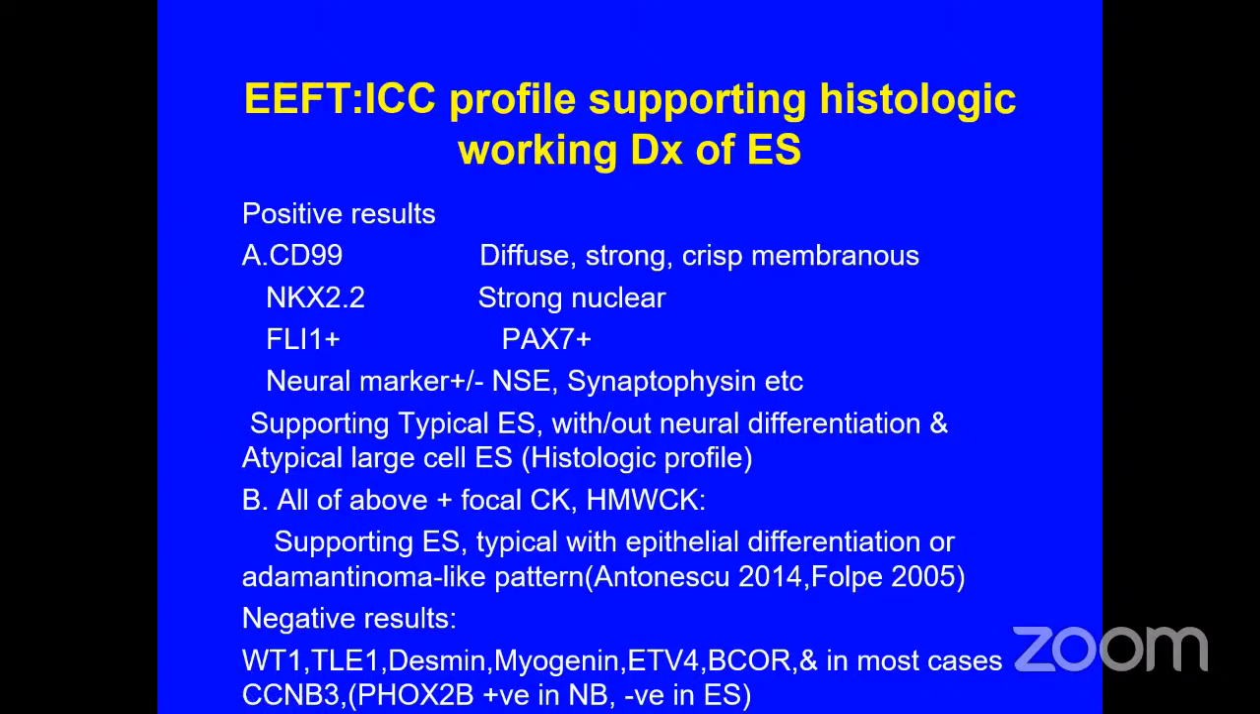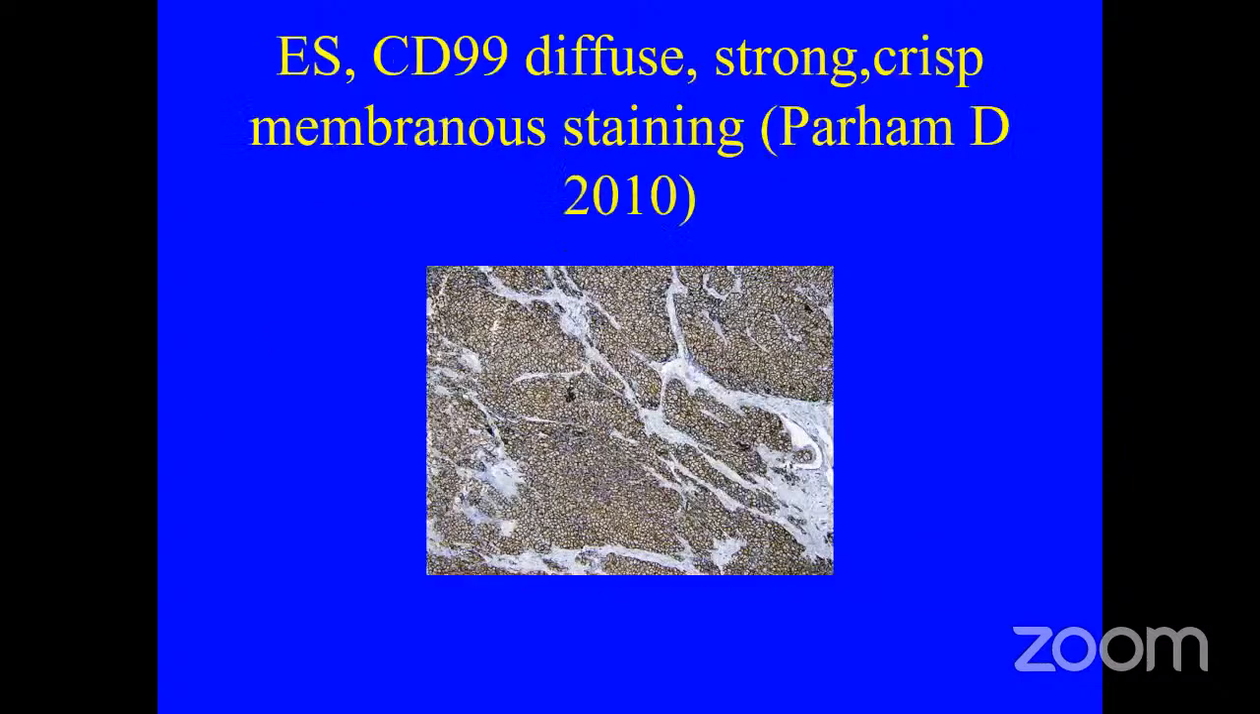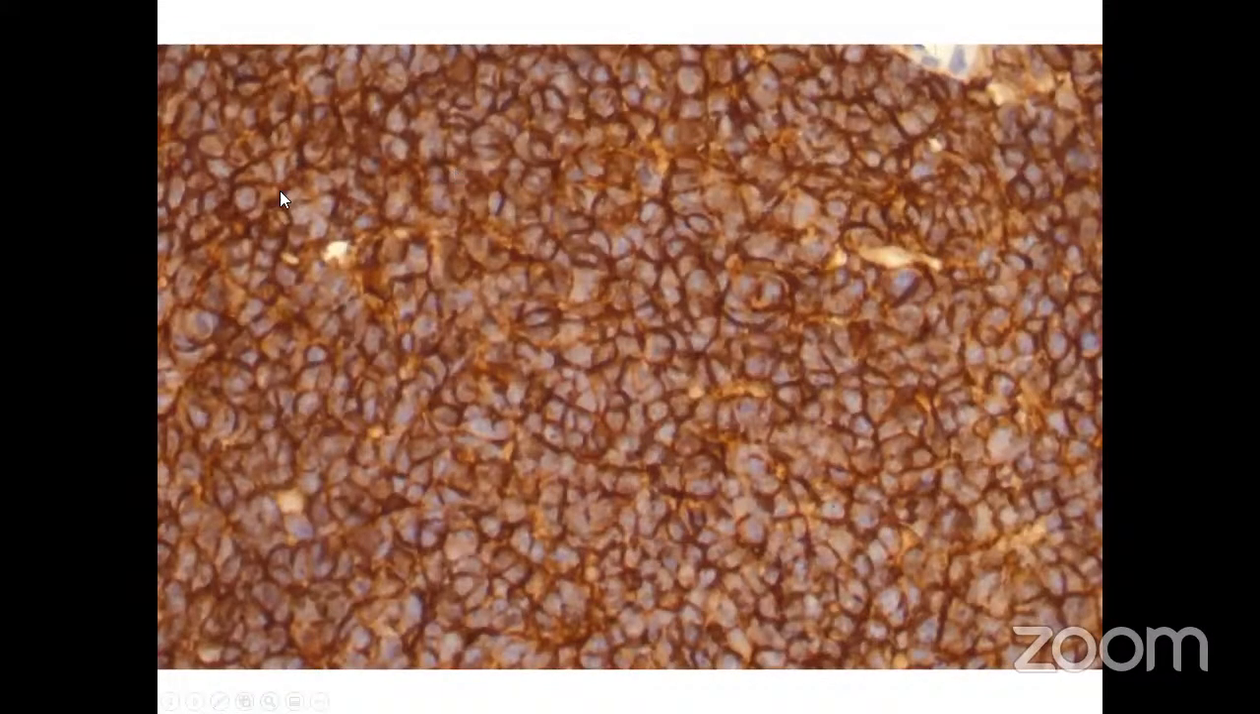But as we have already said, these established SRCTs have already been ruled out. So we are going to confine our discussion to EEFTs. This is the diffuse, strong, crisp membranous staining for CD99 in a Ewing sarcoma. This is the high power view of the same.